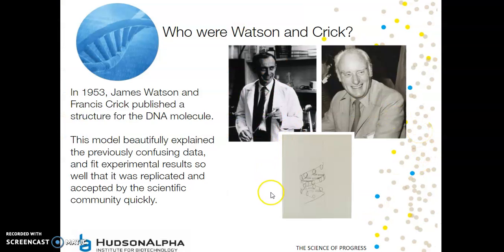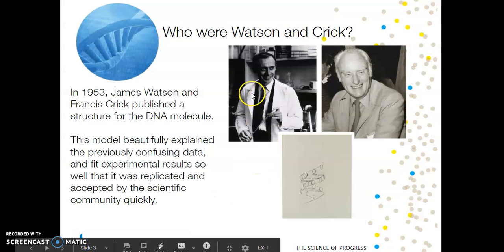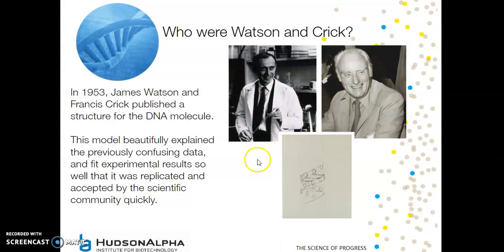So who are Watson and Crick? In 1953, James Watson and Francis Crick published a structure for the DNA molecule. This beautiful model explained the previously confusing data and fit experimental results so well that it was replicated and accepted by the scientific community very quickly. So these two guys are pretty much given the credit for the DNA model.